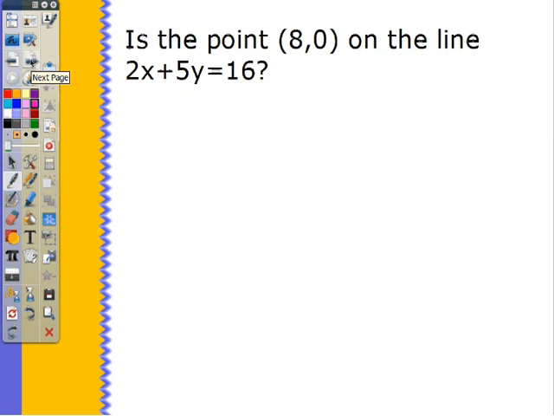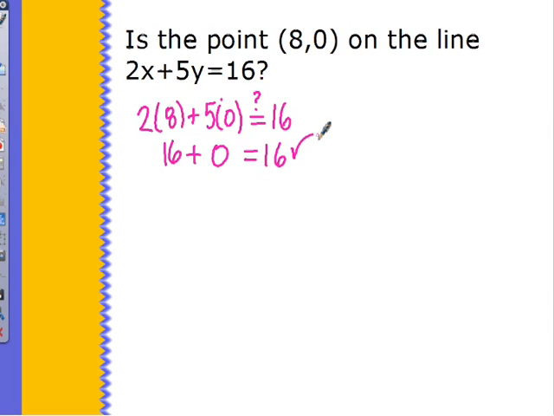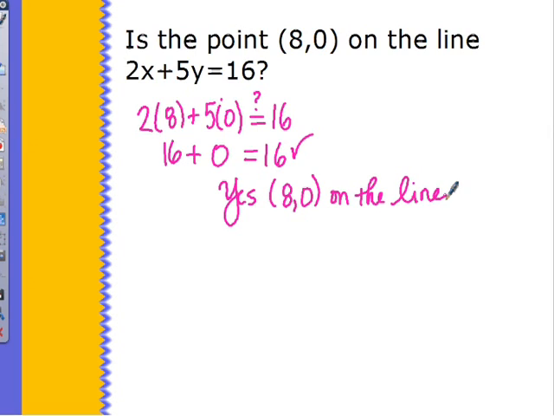You're back. You're ready to check your work. 2 times 8 plus 5 times 0 is supposed to equal 16. And 16 plus 0 definitely equals 16. Put a little check mark that it's true. And so yes, (8, 0) is on the line. So if I graphed it, I could find (8, 0) out there on my line. And that's it for this one. Back again soon with the rest of 5-1.